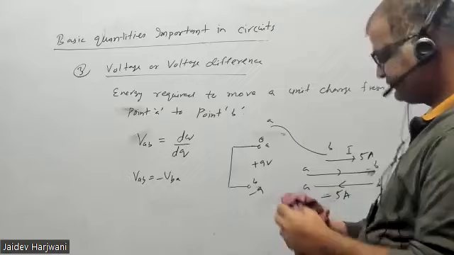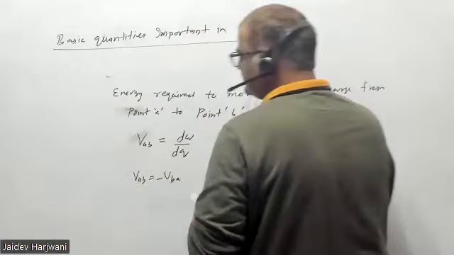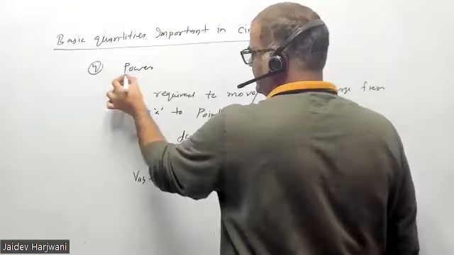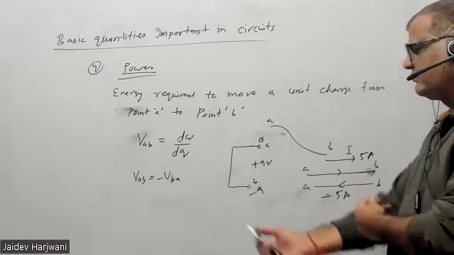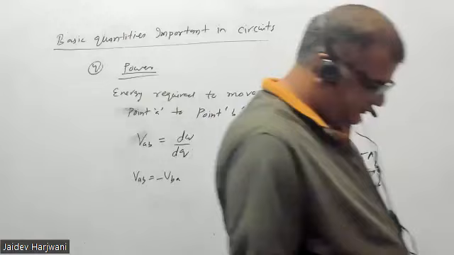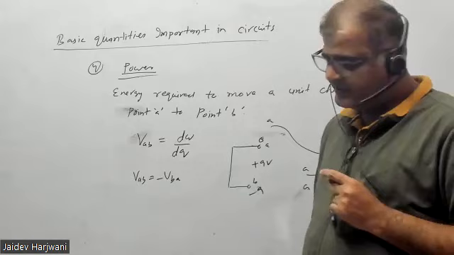And the last thing I'm going to use in the circuit is power. Tell me, what is power? Rate of change of work. Energy per unit time.